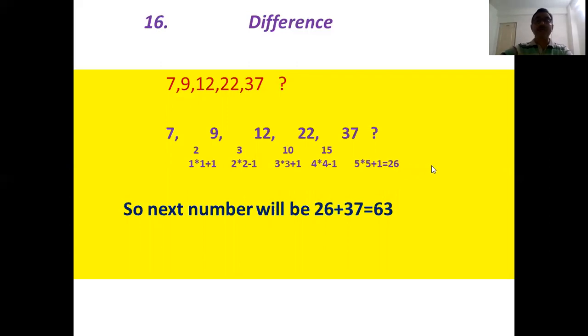So you can even predict the next number. It would be 6 square minus 1. You can easily predict the next number by following the same pattern. Okay? You can say the next number would be, just add 37 and 26, you will be getting 63.